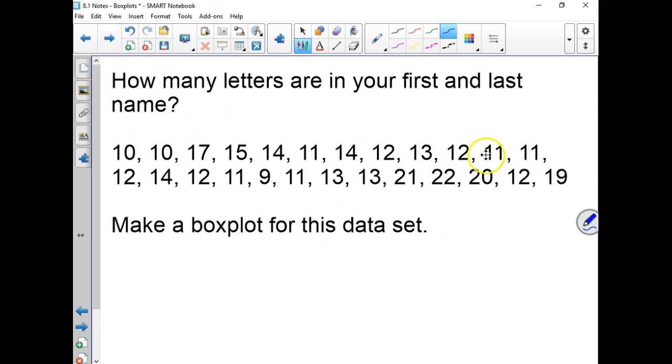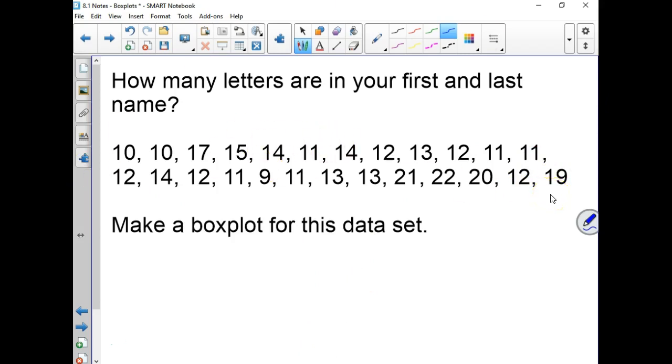Now, let's look at this next set of data that we've got. We want to know how many letters are in your first and last name. So to save time, I went through and collected the number of letters in the first and last name of all of the students in our class. So we should have 25 data points here. 1, 2, 3, up to 25 data points. So we have 25 data points here, and they're not in order.